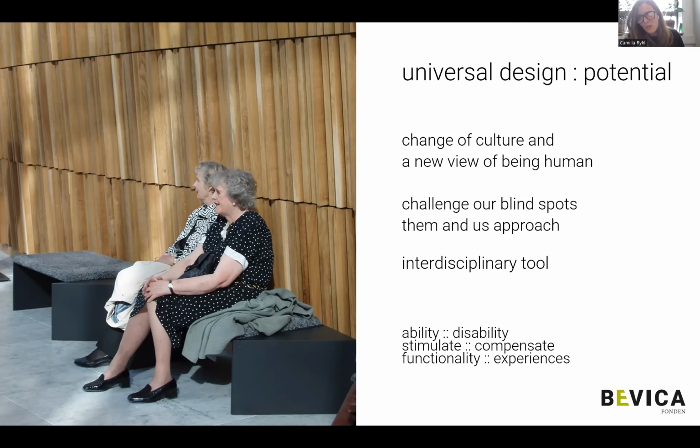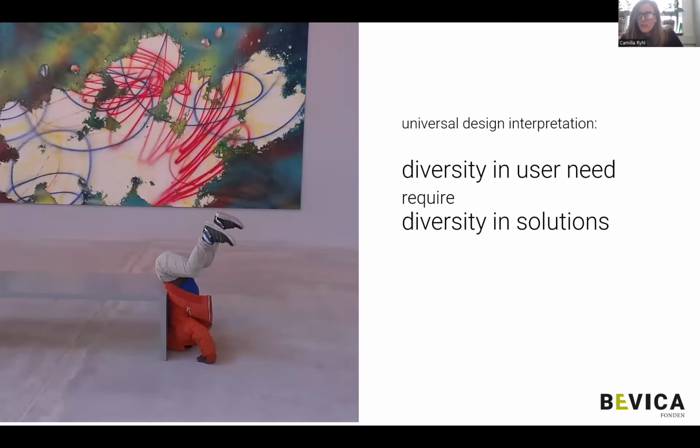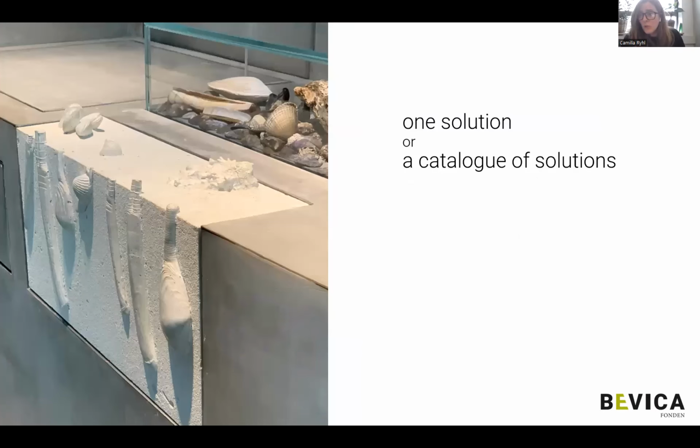They're not opposing each other, but universal design gives us a whole new stage to actually talk about these things in the Danish context, because it's new. And we interpret universal design in this very broad way in order to accommodate this huge diversity in user needs and abilities. So we say that diversity in user needs requires diversity in solutions. And hence there is not always only one solution that is the universal design solution, but very often a catalog of solutions that is in place.